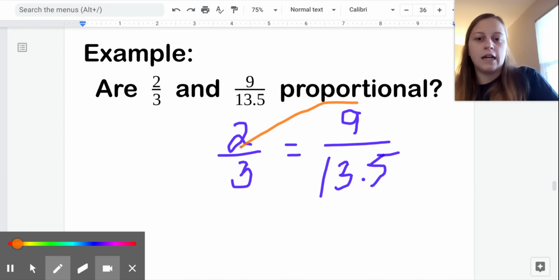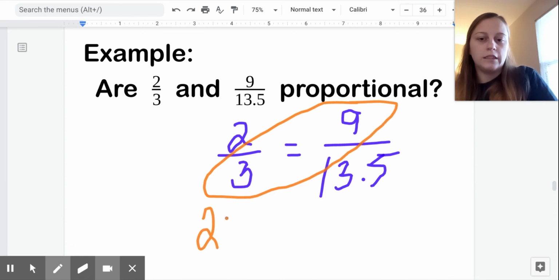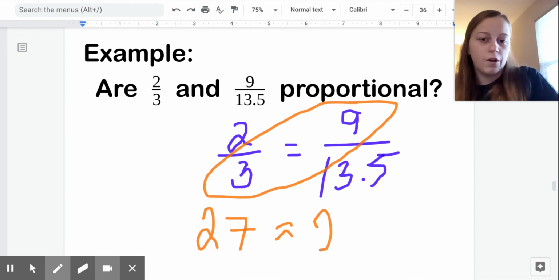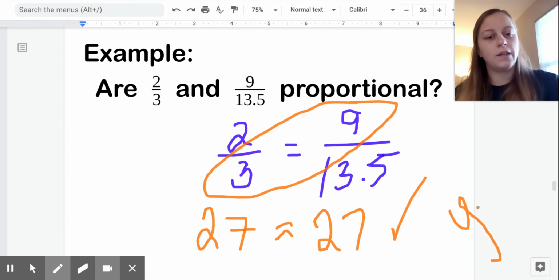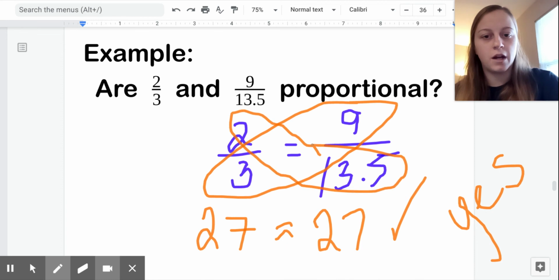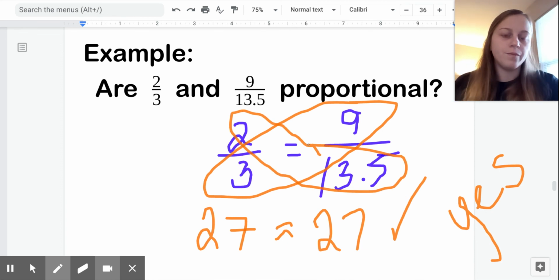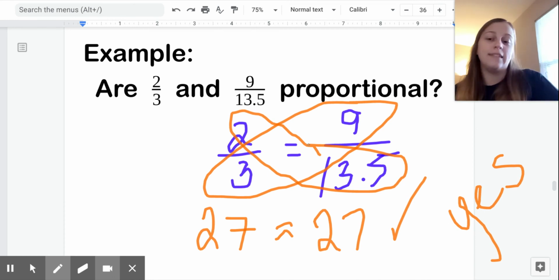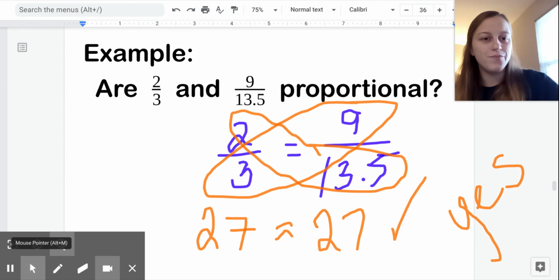So 9 times 3 we know is 27. Does that equal 2 times 13.5? 2 times 13.5 is also 27. Yes, those equal each other. So yes, they are proportional. Oops, I can draw my cross product here as well. So again, multiplying along the diagonal, if those answers are the same, your answer is yes, they are proportional.